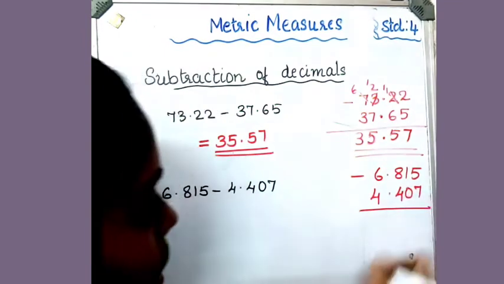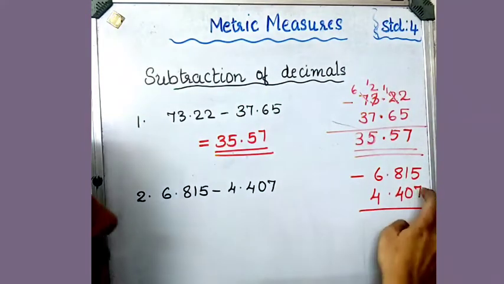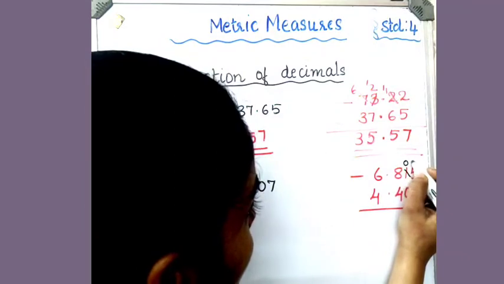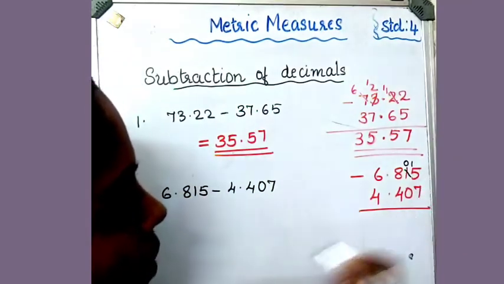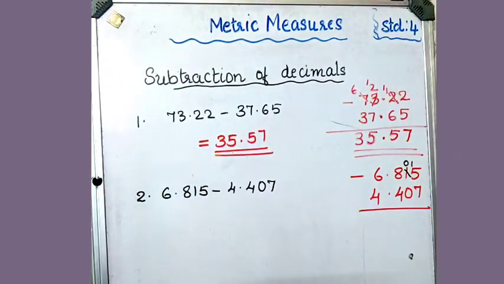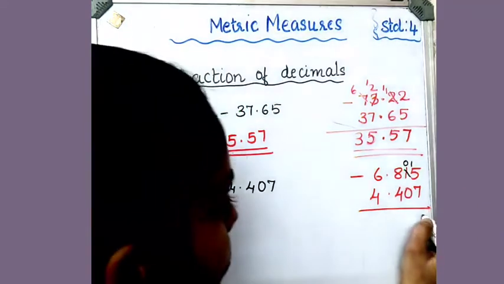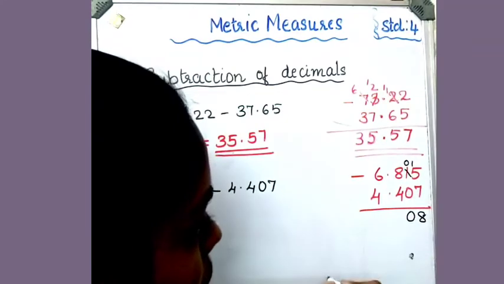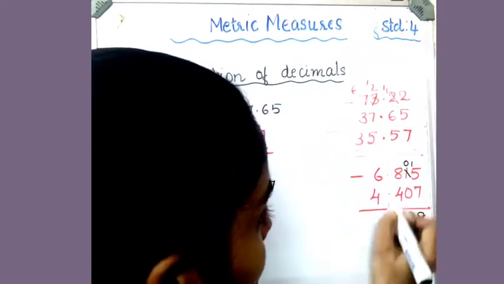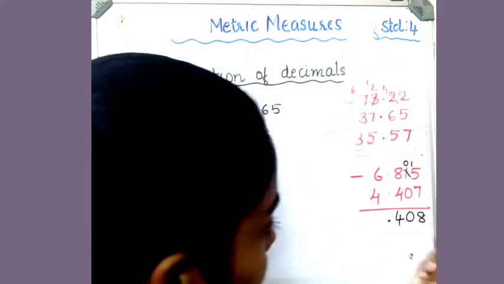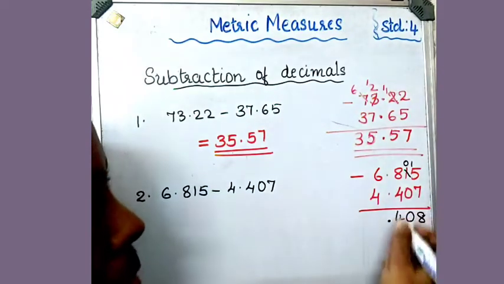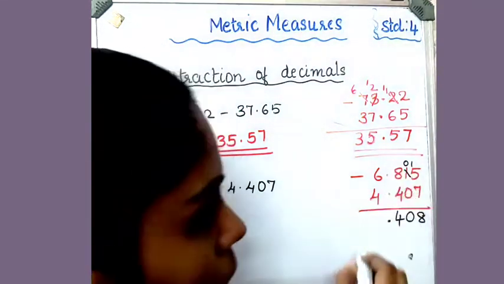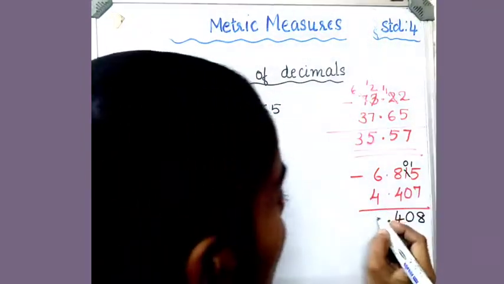4.407. We cannot subtract 7 from 5. Regroup these numbers. This will become 0. This becomes 15. 15 minus 7, 8. 0 minus 0, 0. 8 minus 4, 4. Then we have to put this decimal point. The decimal point you have to put in the correct place itself. That only to remember. 6 minus 4, 2.